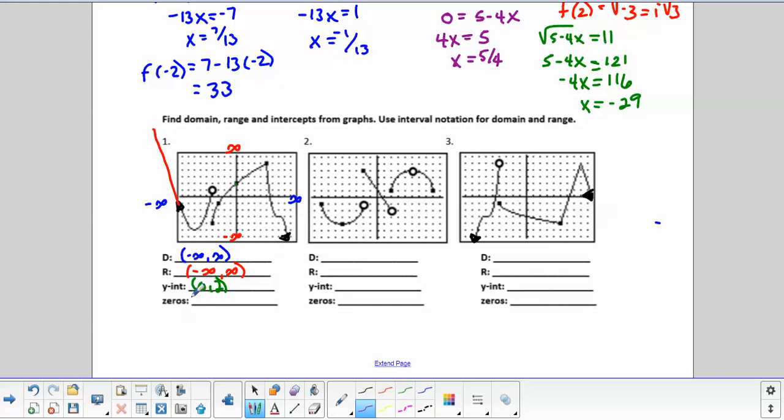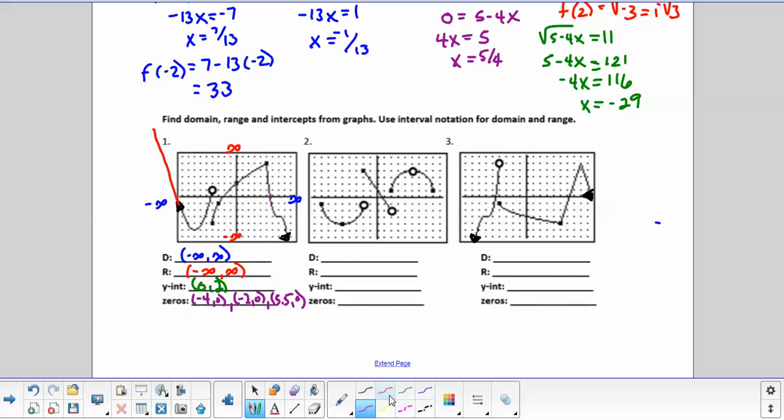And your zeros are also your x-intercepts, so we're going to see if we can count where these are. 1, 2, 3, 4. The first zero looks like it's at negative 4. The next one looks like it's at negative 2. And then the last one is right here. It looks like it's approximately 5.5. 1, 2, 3, 4, 5. So we'll say 5.5, 0.